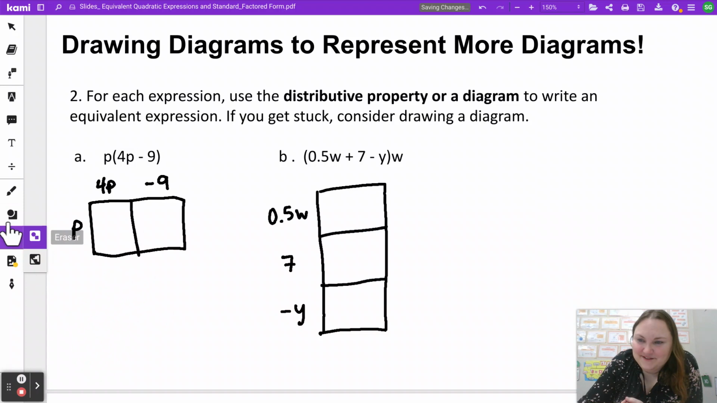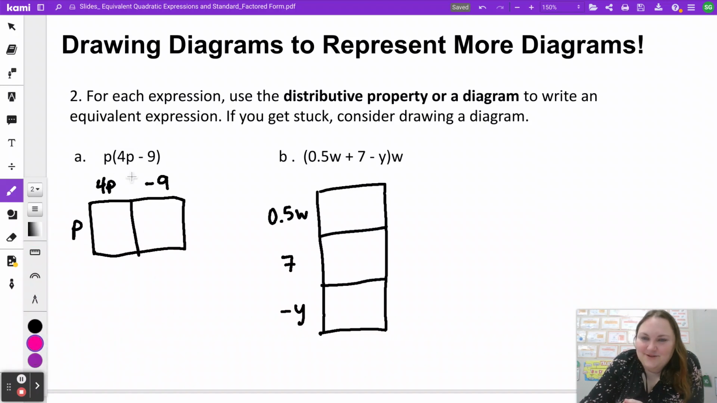So to give myself a little space, in order to find the equivalent expression here, I would want to do P times 4P. You can see that with the diagram, or if you were distributing, P times 4P would be 4P squared. And then we also would want to do P times negative 9. P times negative 9 is negative 9P. So your final answer for this first one, you would want to say 4P squared minus 9P.